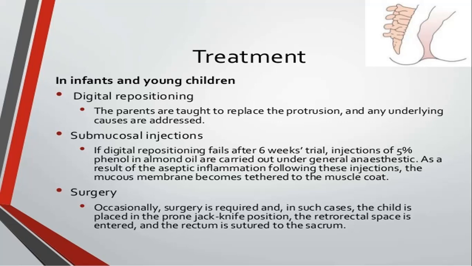So it is basically a perineal surgery, and simply through the retrorectal space you apply the suture between the rectum and sacrum. Simple. But it is rarely needed in infants and young children, because young children are in a development phase, and the parents can apply repositioning of the mucosa. It will itself stay in that position. Otherwise, the submucosal injection is successful after 1 month, but it is a trial.